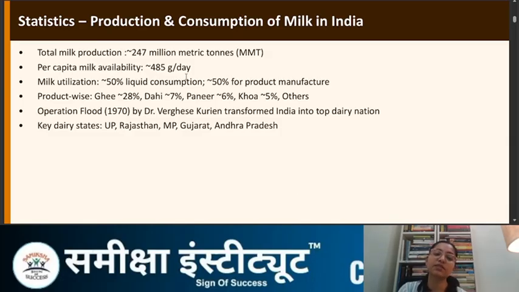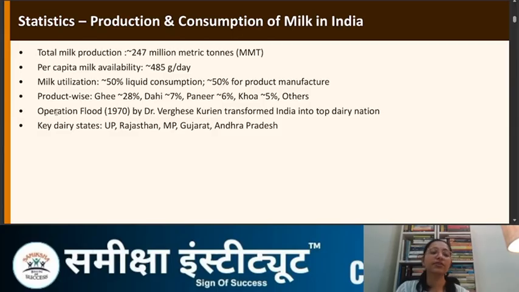So 50% is used as liquid milk for daily consumption, and the remaining 50% is used for product manufacturing. Product-wise, the majority is converted into ghee, then dahi, paneer, khoya, and others. So these four are the basic and major milk products produced in India. Major indigenous dairy products produced in India: the majority is ghee, then dahi, paneer, khoya, etc.